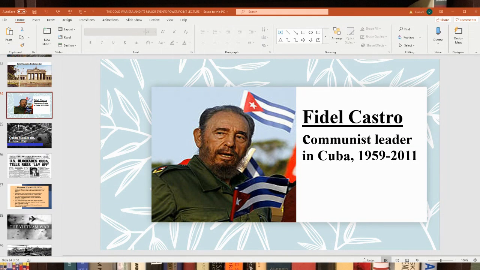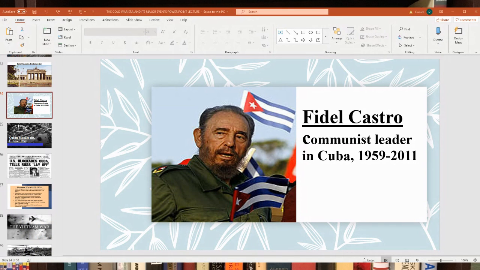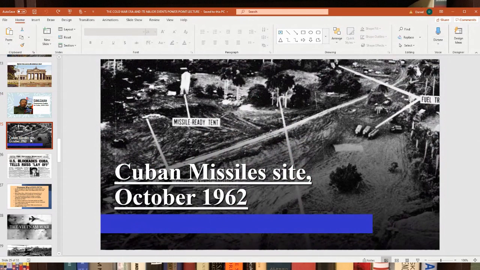And then Khrushchev was concerned that basically if they didn't help out Castro in Cuba, that the U.S. might invade. And so that's why the Soviets put nuclear missiles in Cuba. And so what happened was the United States in 1962 discovered that they had these missile sites, as photographs were taken by spy planes. And so that leads to a major incident between us and the Soviet Union. They discover these missile sites in Cuba.